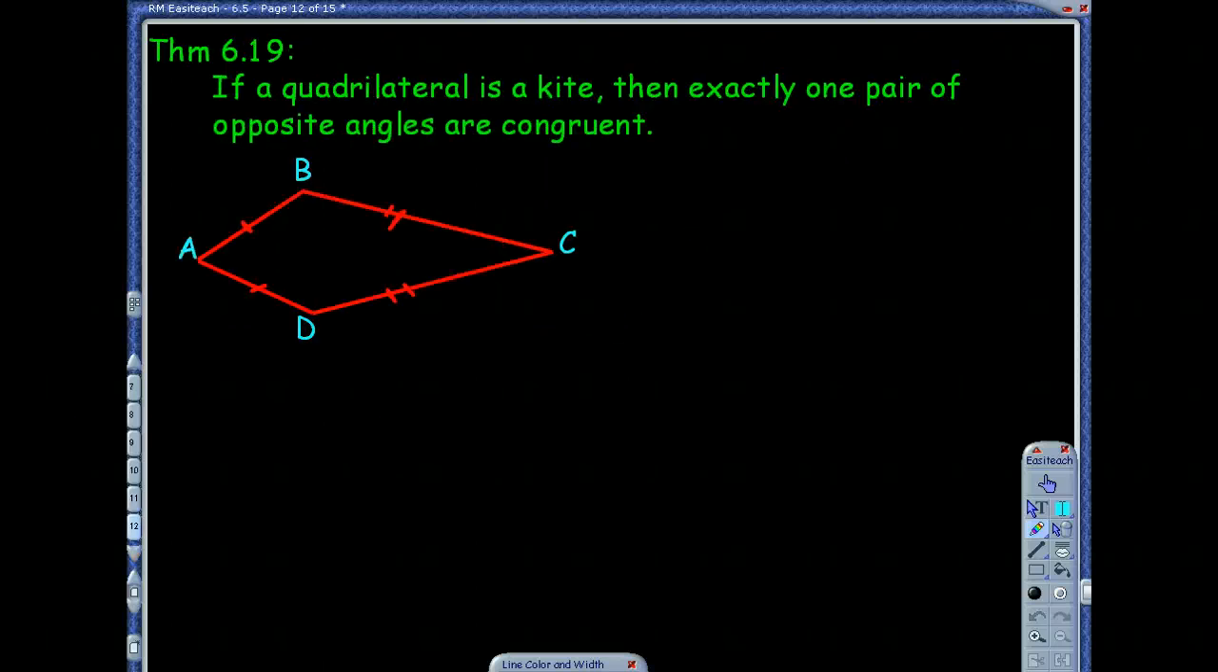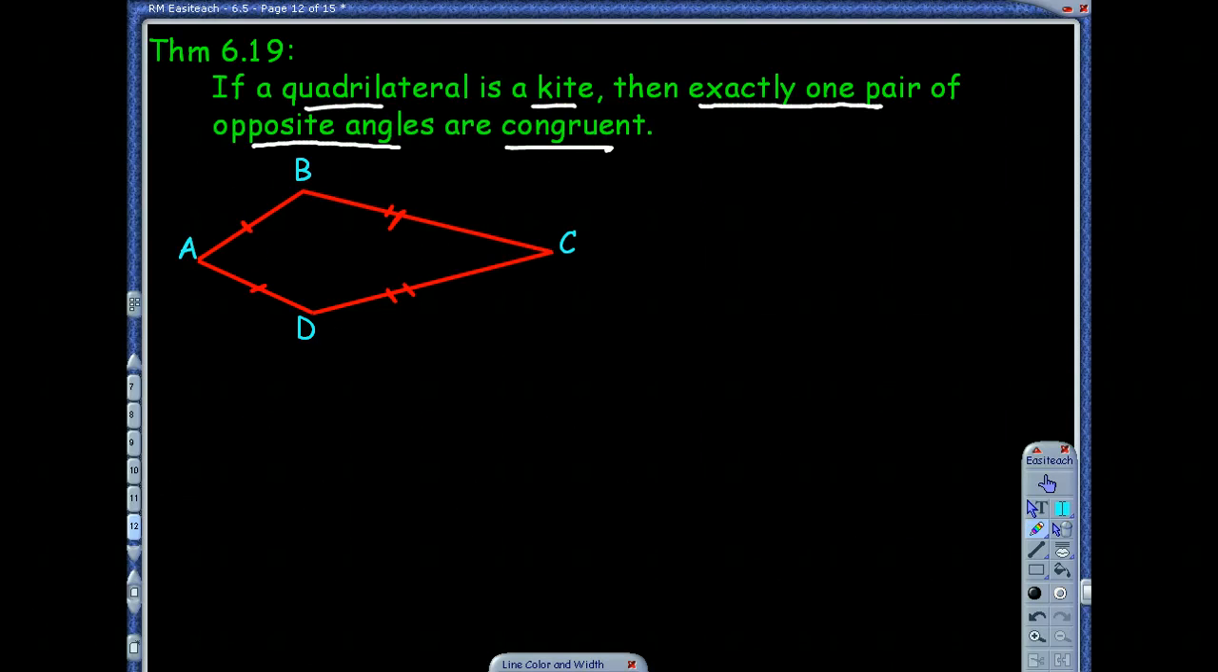All right, now another theorem involving a kite. Notice again, it starts the same way. We have a quadrilateral, a kite, then exactly one pair. We've seen this idea with a trapezoid, exactly one pair, but this is saying the opposite angles are congruent. So only one pair of opposite angles are congruent.